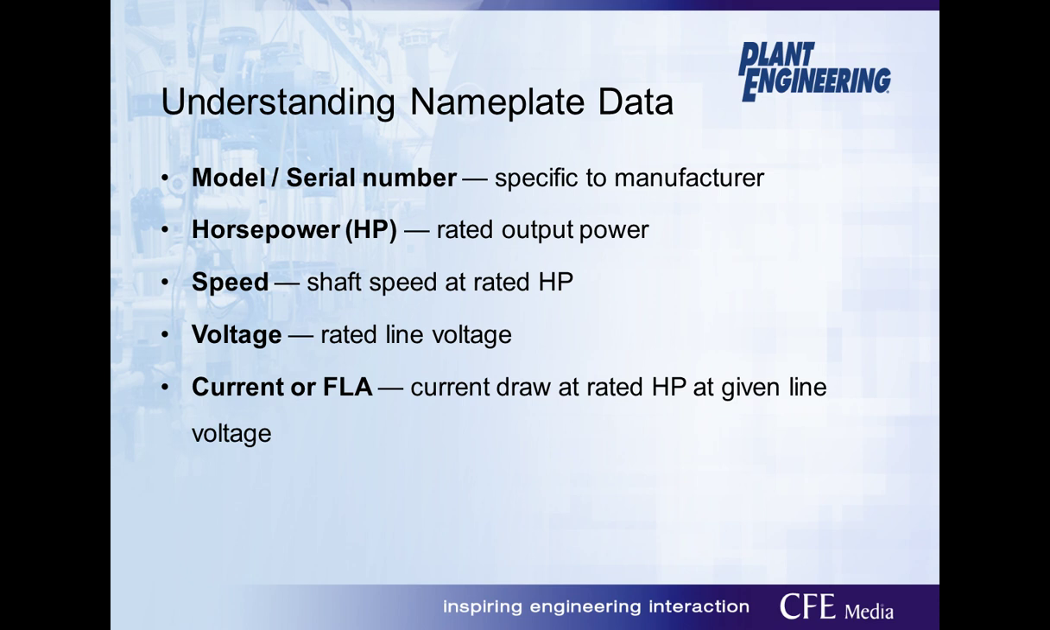Next, you will see the output rating, which is listed here as HP for horsepower or kW for kilowatts. You will see the speed, which is normally notated as RPM, meaning revolutions per minute. The speed can become important if you're troubleshooting a problem when you feel like the motor has slowed down or if you're looking into vibration analysis.